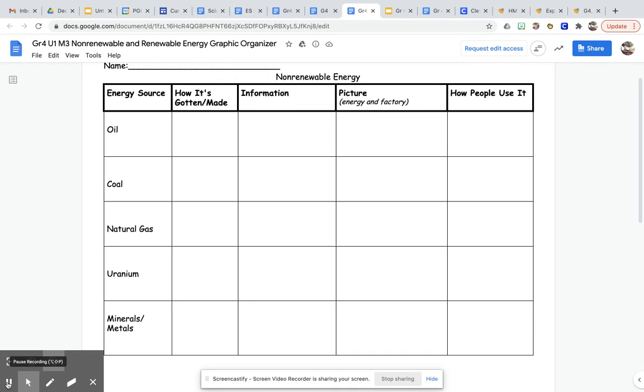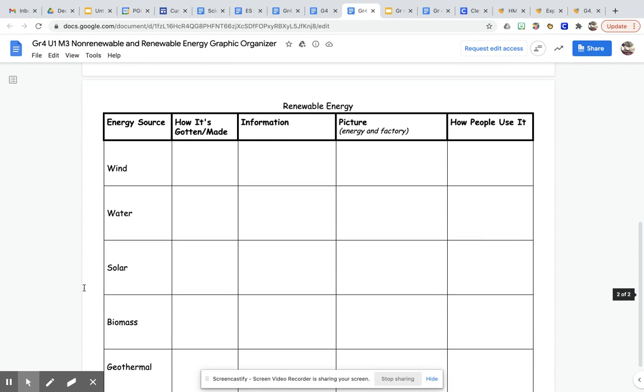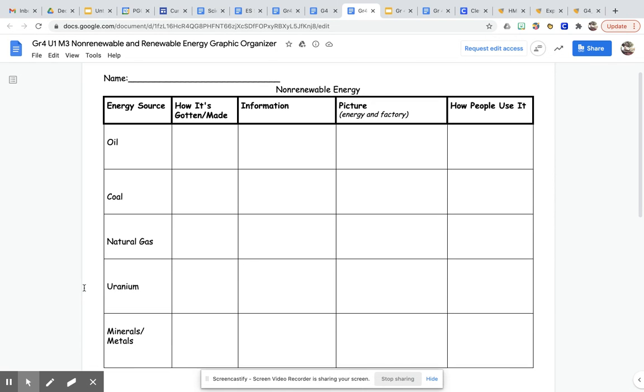With the remainder of your class time, you are responsible for completing the non-renewable energy portion of your graphic organizer. The graphic organizer is 2 pages. Today, we only talked about non-renewable energy, and you are responsible for completing this with the rest of your class time. You are going to write how it's made or where we get it from. You're going to give a little bit of information about each one. You are going to find a picture, and then you are going to talk about how people use it. We have covered all of those things in our lesson today.